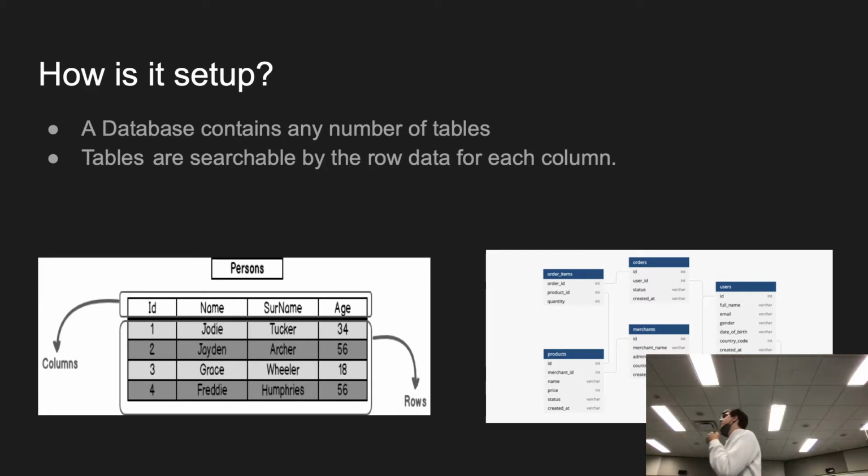If you direct your attention to the screens, on the left we have this table called persons. In persons, each person has a unique identifier signified by the ID. They have a name, they have a surname, which is their last name for us English folks, and they have an age. Those are all the corresponding data. If we go through a row, for example Jody Tucker, their ID is 1, their name is Jody, their last name is Tucker, and they're 34. That's what we call a row, and that all identifies one person. Those unique categories we were talking about earlier are called columns, and those are all the attributes that we assign to each item.